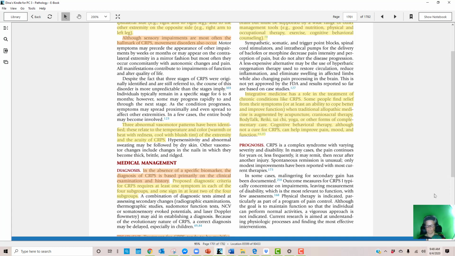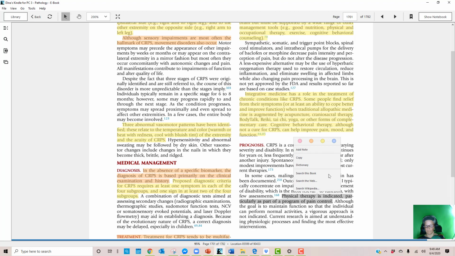with few assessments. Physical therapy is indicated, particularly as part of a program of pain control, although the goal is to maintain function so that the individual can perform normal activities. A vigorous approach is not indicated. Current research is aimed at understanding physiologic processes and finding the most effective interventions.